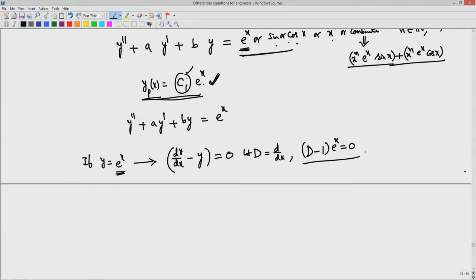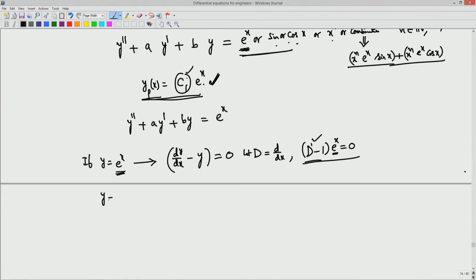It is 0. So when you are given e power x on the right hand side, this is your operator. You have to operate on both sides. That is d/dx minus 1 acting on y. D minus 1 means d/dx is D power 1, and this is D power 0, that is 1, no derivative, the 0th derivative on y, acting on this function e power x, which is y.